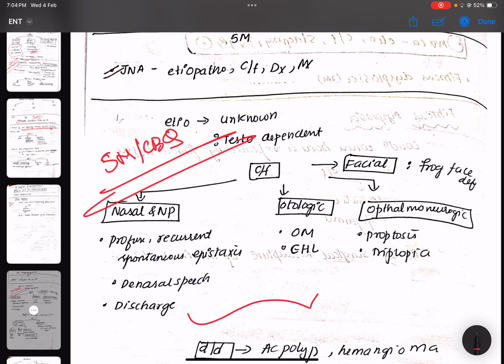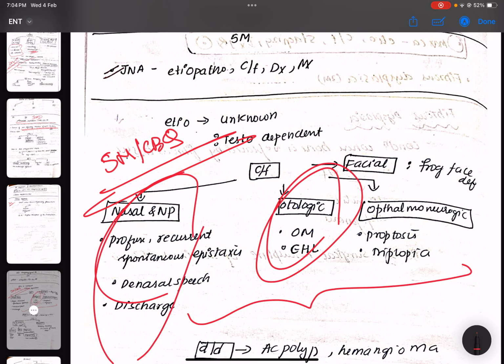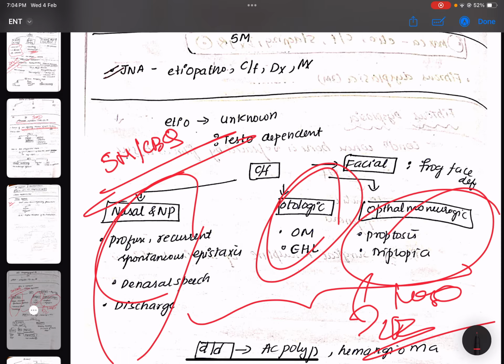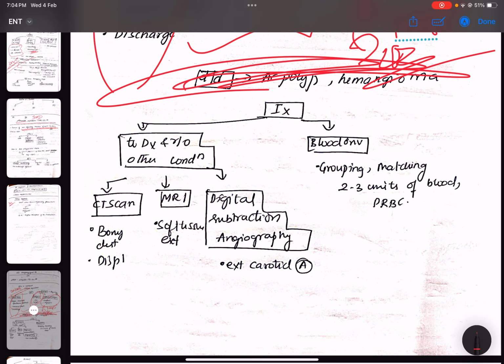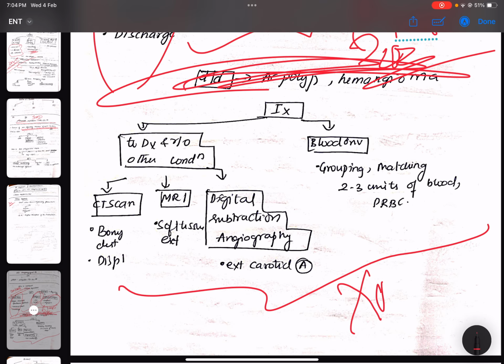Again, these are the clinical features. Since it's in the nose, you may have otologic and nasal symptoms and also nasopharynx. Again, this is what the 2 weaker stage. So you have to also talk about ophthalmic. Okay, differential if you want you can write, but it is not important. But again, this is the same thing. You never attempt a biopsy. Okay, that is one thing which you should know.